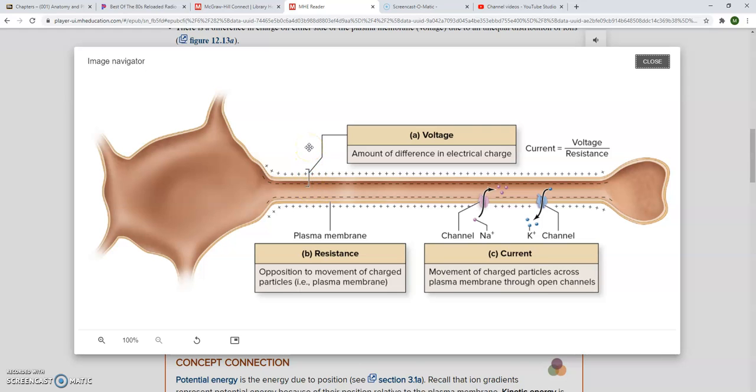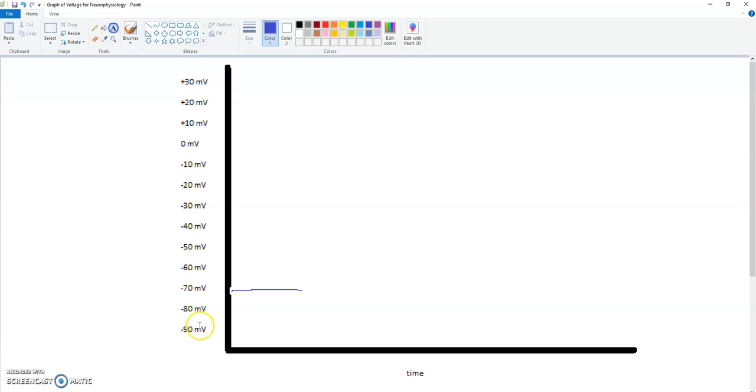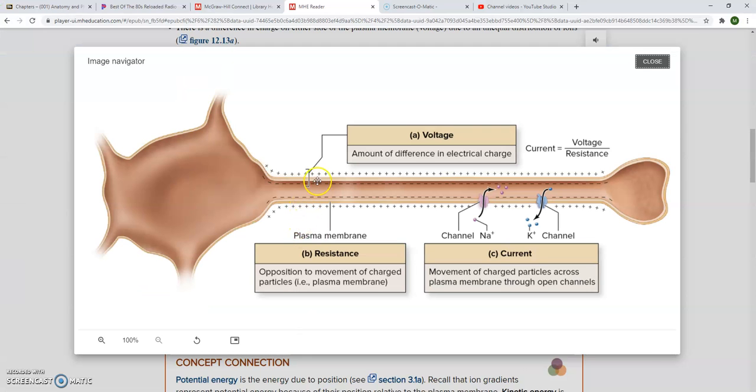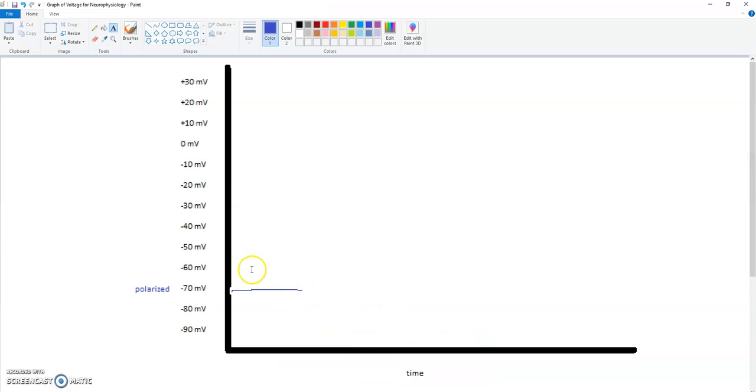We have a term that we use to describe this difference in the charges, and we call it polarized. So polarized, we'll put that on here. The reason we call it polarized is because they're very different. This area is very different in charge versus this area, so they're kind of polar opposites. That's where they get that term polarized. So we say this plasma membrane is polarized. Okay, so if we go back to our graph, this is considered polarized.